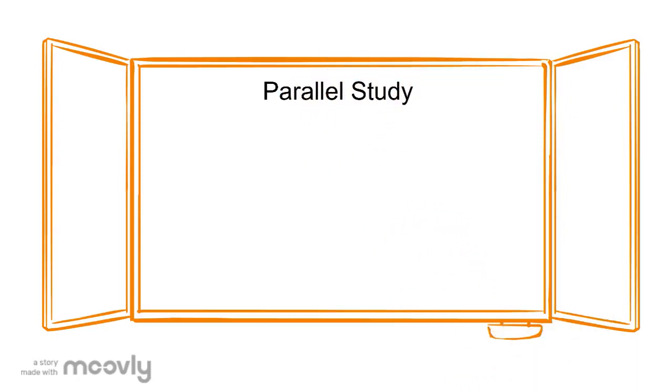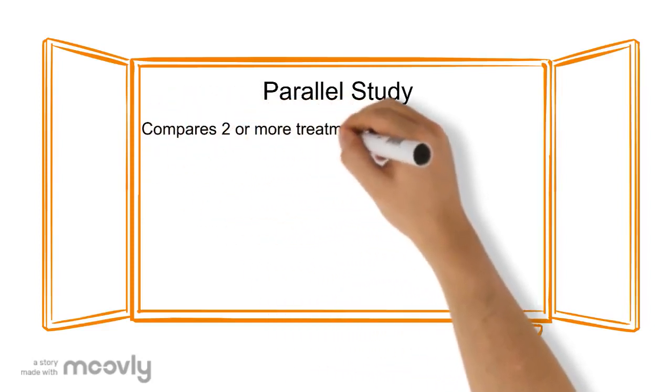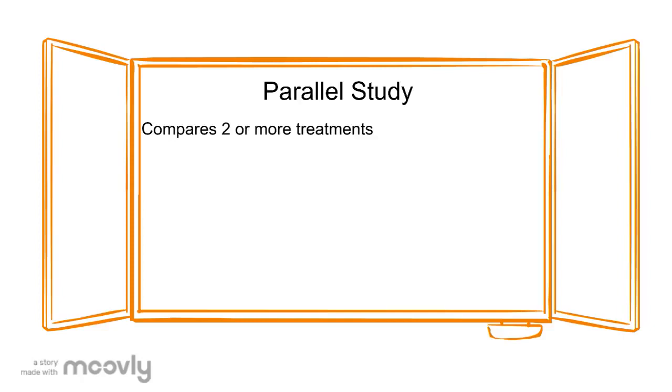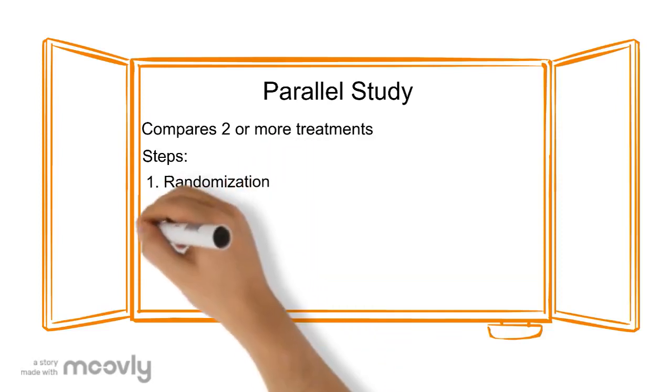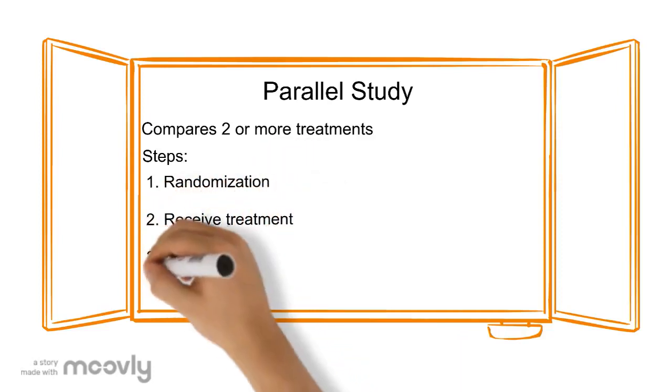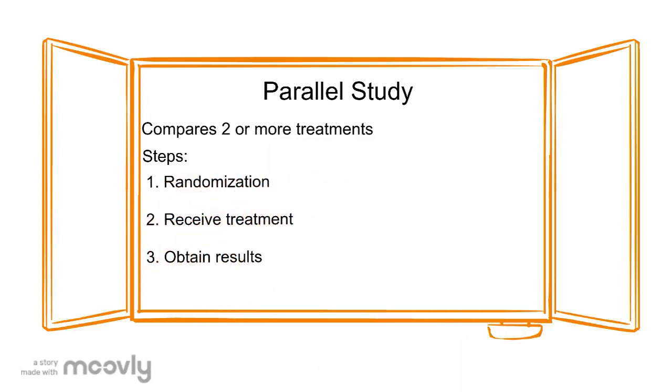So, what is a parallel study? A parallel study is a type of clinical study where two groups of treatments, A and B, are given so that one group receives only A while another group receives only B. It is commonly used to compare two or more treatments. The steps included to conduct the trial are that participants are randomly assigned to either group, whether treatment or placebo, for example, and then the treatments are administered. Results are obtained and compared.